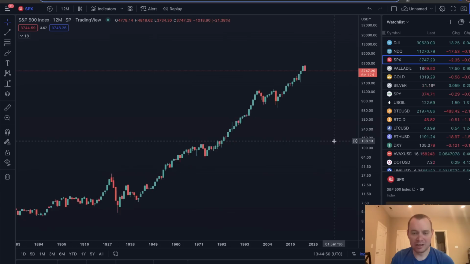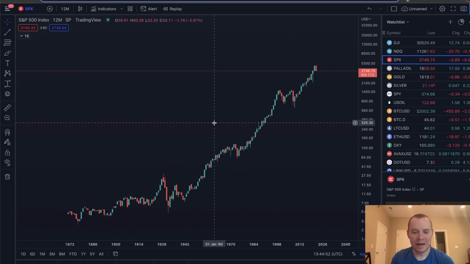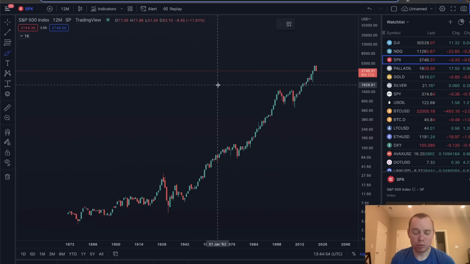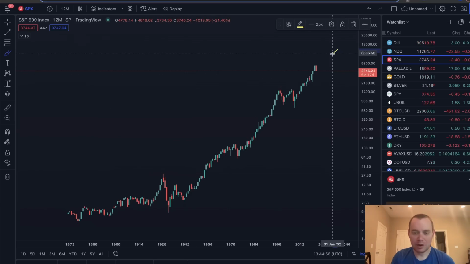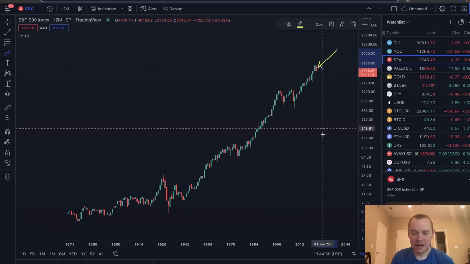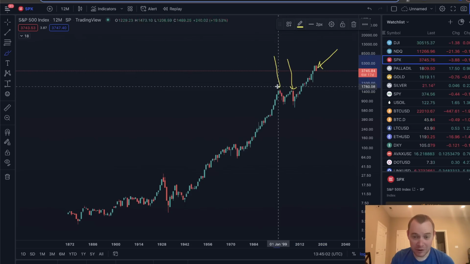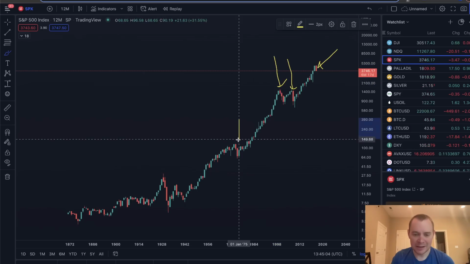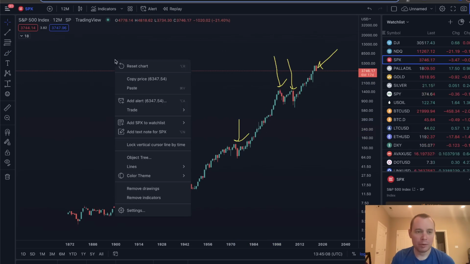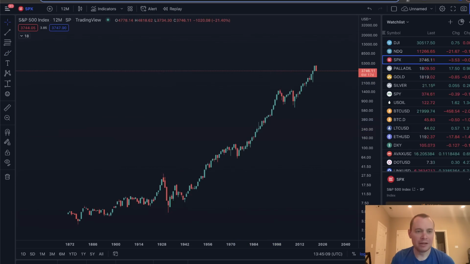Now, the question is when will we actually find some type of a bottom? Now, these are 12-month candles, and you can see where we currently are. And you can also see prior moves that took us down even further than how far we've gone down at the current time. But what we want to do is look at some macroeconomic indicators.